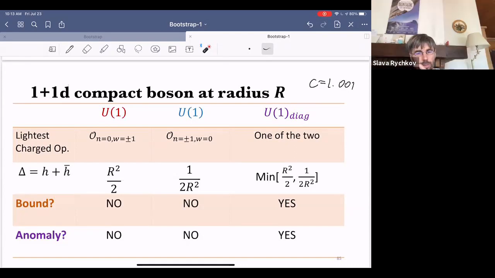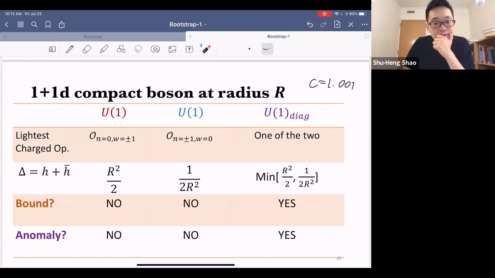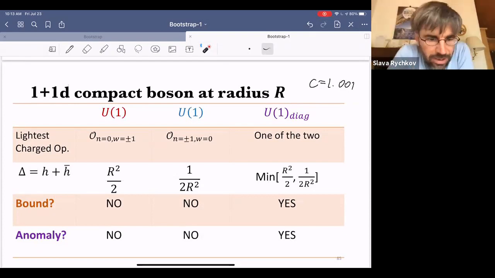I had a question, Shu-Heng, which is a bit far away from what you discussed, but I was wondering if you have an opinion about it. So you mentioned that these anomalies are not exclusive to fermions, which is true. That is, you convinced us of this.